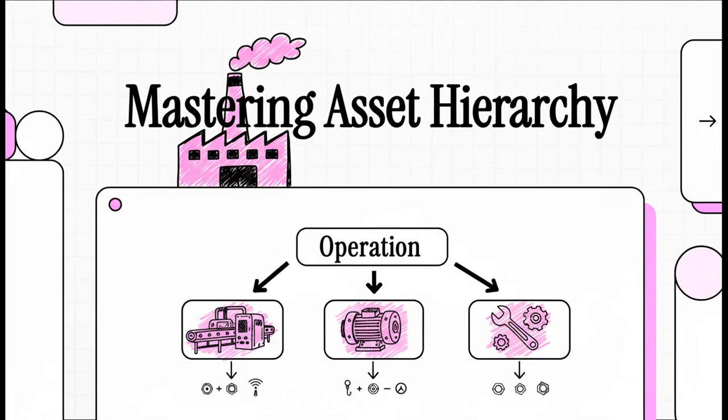All right, let's dive right in. Today, we're going to tackle a topic that is, and I mean this, absolutely foundational for any company that deals with physical equipment. We're talking about getting organized, about creating your equipment's family tree. We are going to master the asset hierarchy.